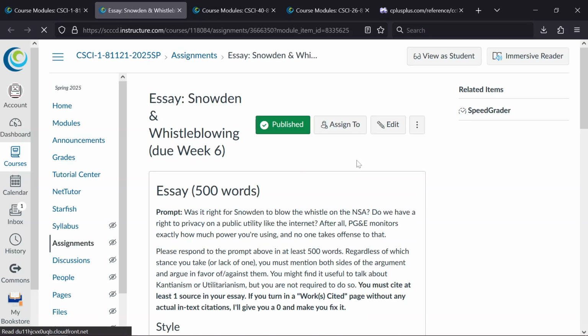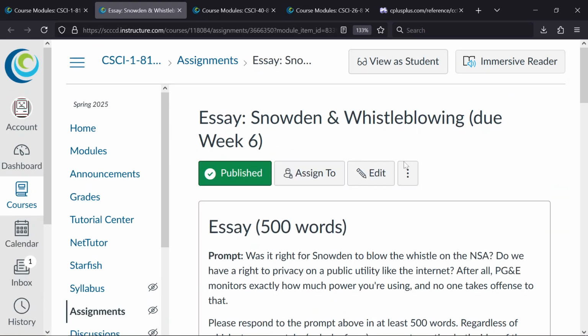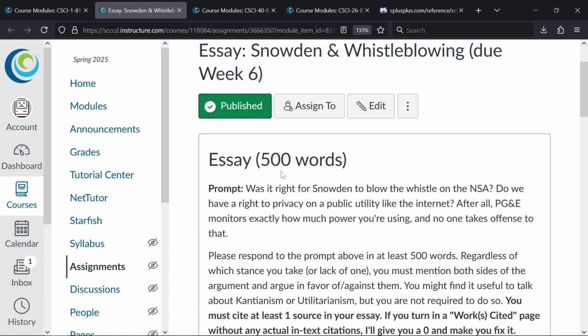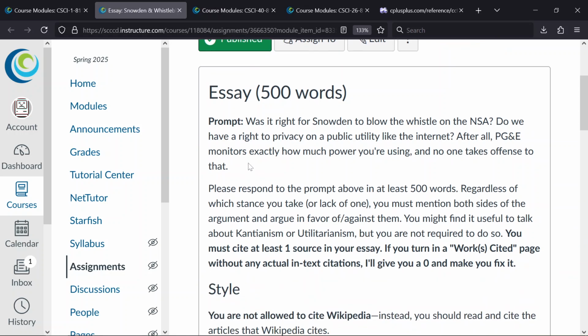So this is just a little short essay, shorter than the last one. A little 500-word essay about Edward Snowden and the idea of whistleblowing and the ethicalness of it in general, right? So here's your prompt. Was it correct? Was it right for Snowden to blow the whistle on the NSA? They were breaking the law. He shared a bunch of classified documents, though. He broke the law by being a whistleblower. So that's your first question. Was it right for him to do that?